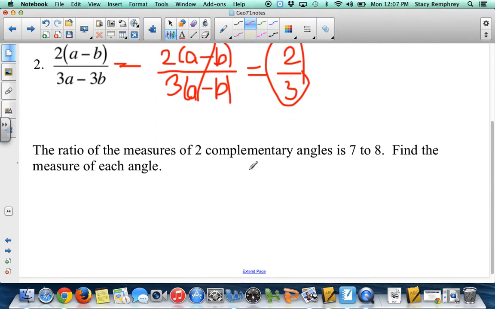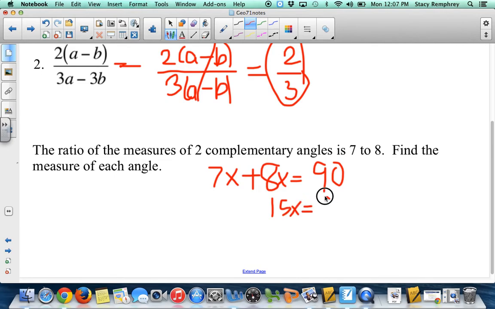For the last, this one's going to work kind of like the telephone problem. Again, it reduces back to 7 to 8. So 7x plus 8x equals 90, since complementary means they equal 90. 15x equals 90. So x equals 6. Just double check my math on that one.